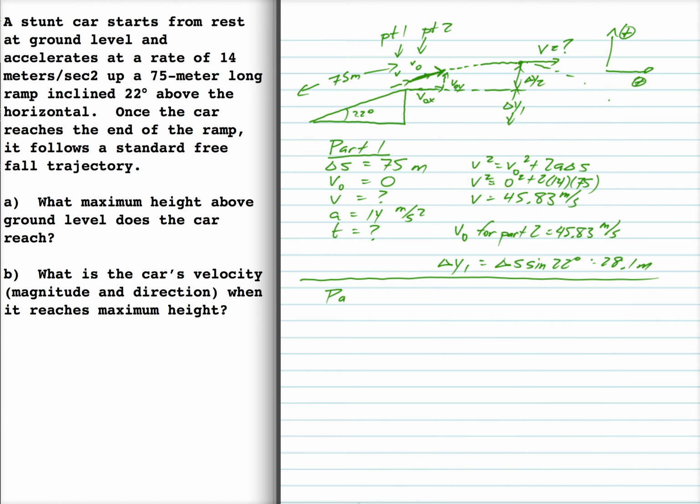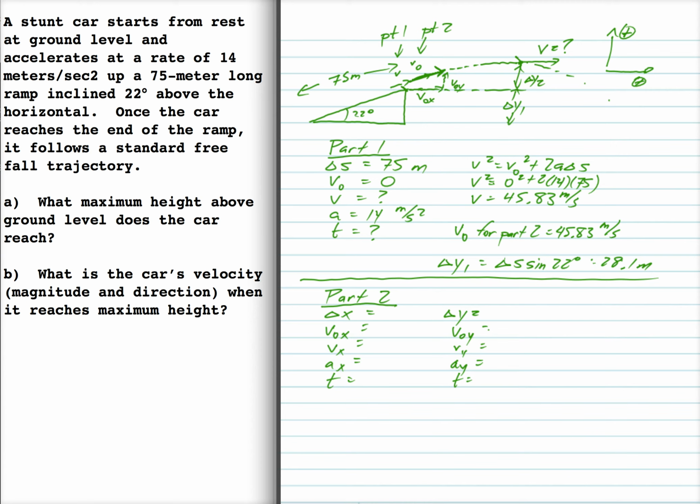Part 2, we're going to take the part of the motion where we go from the end of the ramp to the maximum height. So I'm going to split this up into x and y. At this point, you should pause the video and try to fill out this table with all the things that are given and all the things that are unknown. Put question marks. If you haven't already done that, pause the video now and fill in this table for yourself.